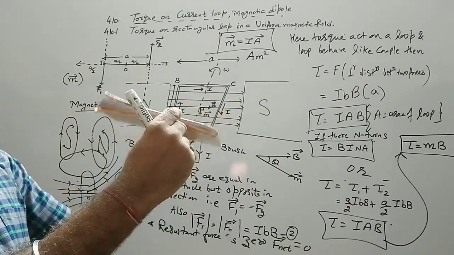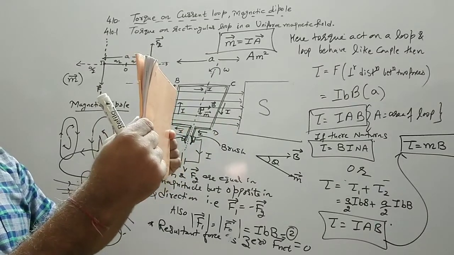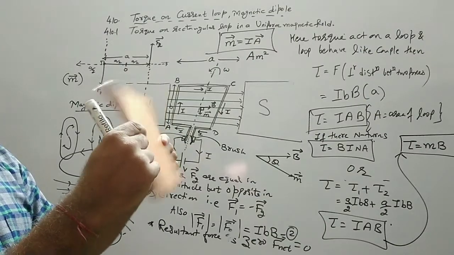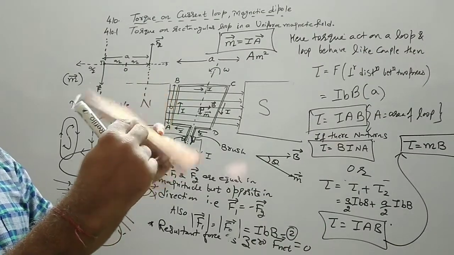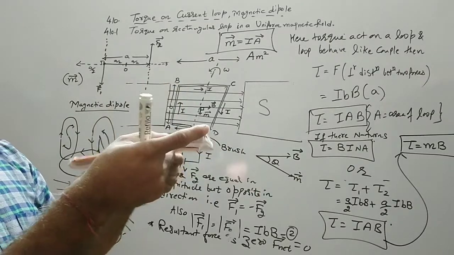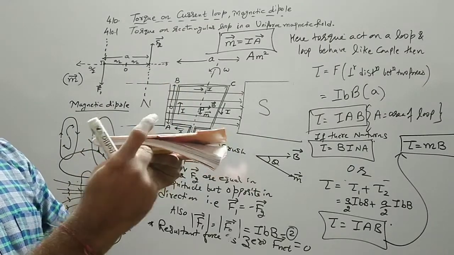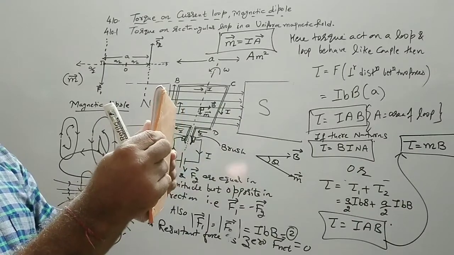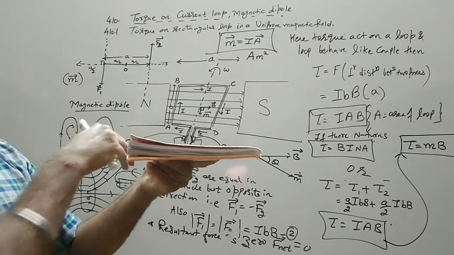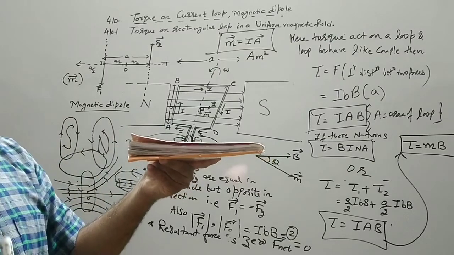Now if I rotate it like this, what is the angle? 90 degrees. That is 1/4 rotation. This is AB, 90 degrees, 180 degrees, 270 degrees. Again this AB comes at this point, along this axis, so it becomes 360 degrees.